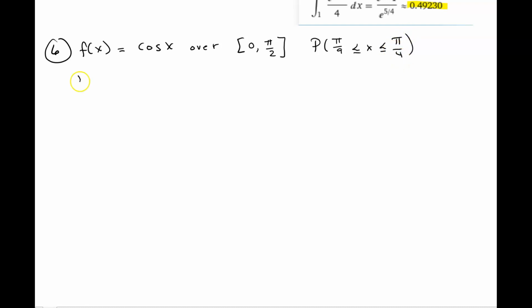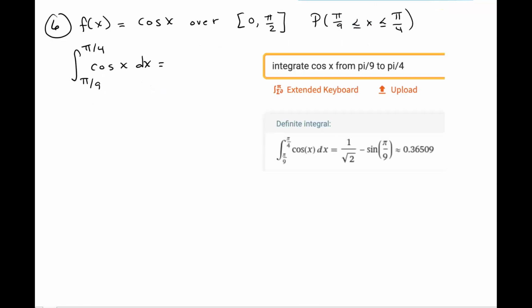So what does that integral look like, first of all? Well, it's for sure the integral of cosine of x dx, and then we're going to go from pi over 9 to pi over 4. Okay, really not much to it. We plug this into Wolfram Alpha and let's see what we get. We've typed it into Wolfram and look what we get, 0.36509. Of course, we're going to round to 4 decimal places. 0.3651 looks good to me. And that right there is what we would get.